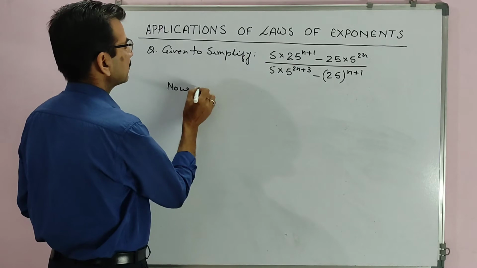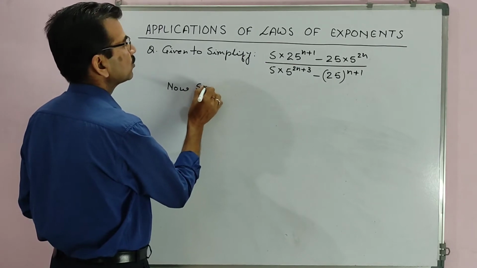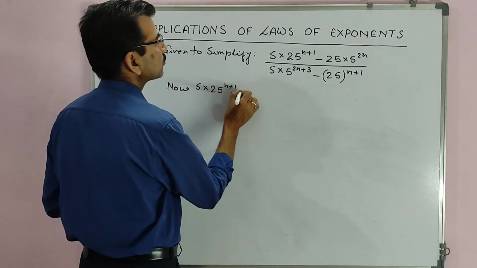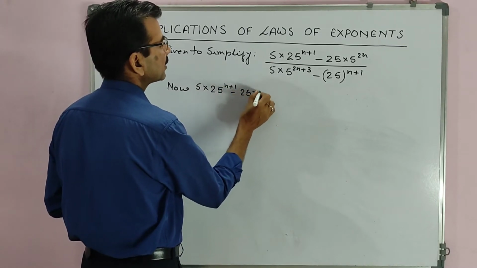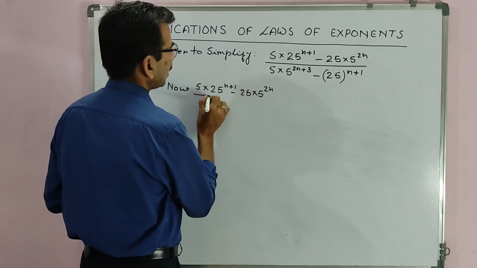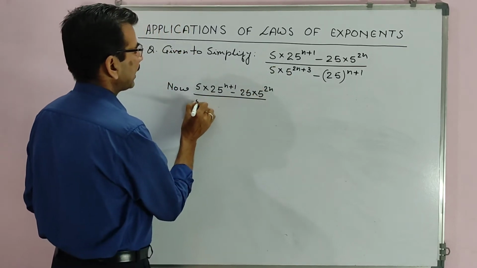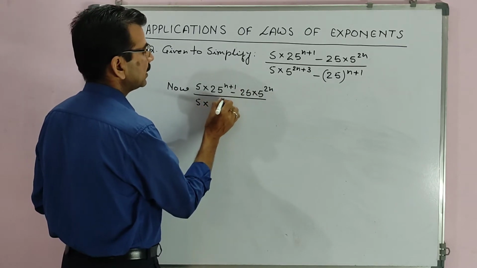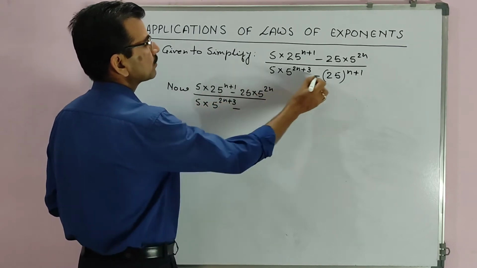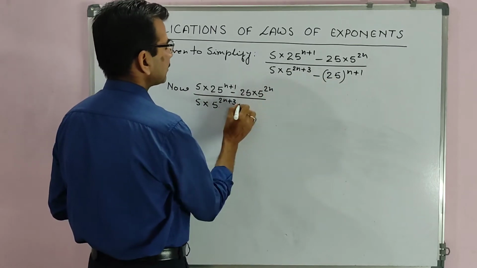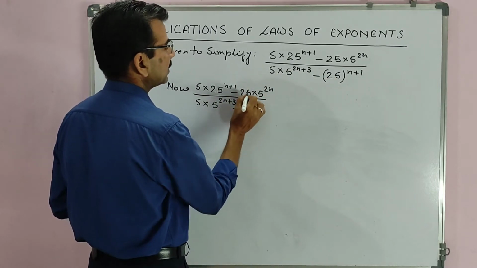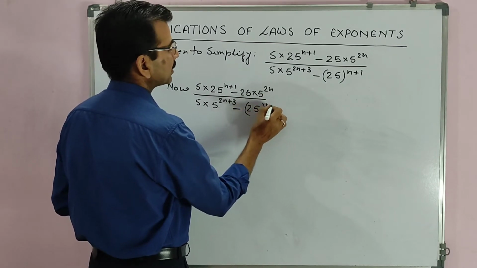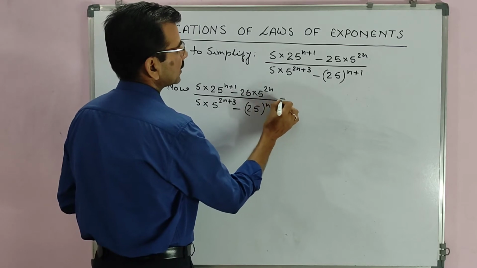I am writing this question once again. 5 into 25 raised to power n plus 1 minus 25 into 5 raised to power 2n, upon 5 into 5 raised to power 2n plus 3, and this minus here as it is, 25 raised to power n plus 1. This is the question.